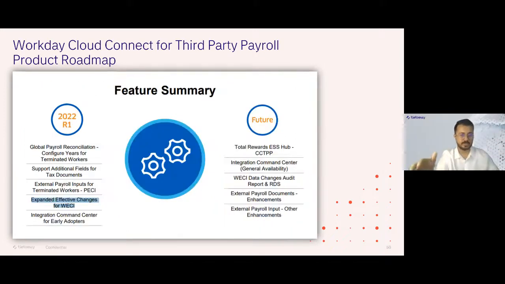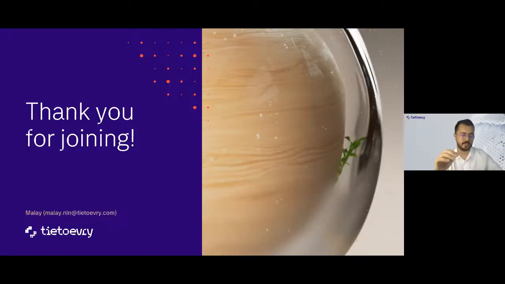So here are the features in a nutshell. On the left, we have 2022 R1, where the changes are already there or they are coming. And in the future, like the present, we have already discussed many of the points. Going on to the future, what would be their main key points? They would be working on total rewards, ESS, Hub, CCT, PPP, and integration command center. It would be general availability. Then there would be further changes in Vici and in external payroll documents. So with this, we come to an end.